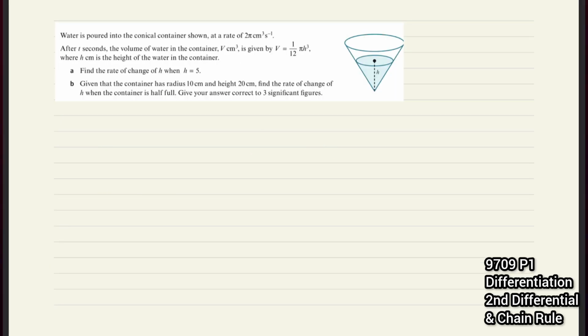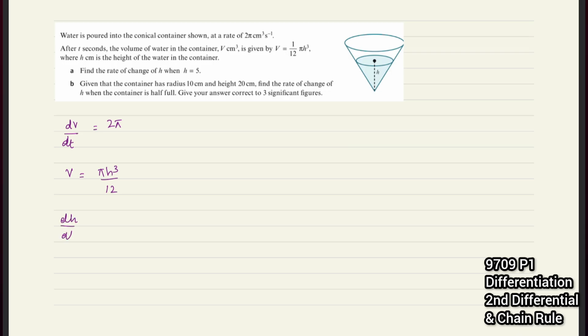Next, water is poured into the conical container at the rate of, water is poured means what is changing? Volume is changing. Here it's given in cube. So dV by dt is equal to 2 pi. After t seconds, the volume of the water in the container is given by V is equal to pi h cube upon 12. h is the height. Find the rate of change of h when h is equal to 5.